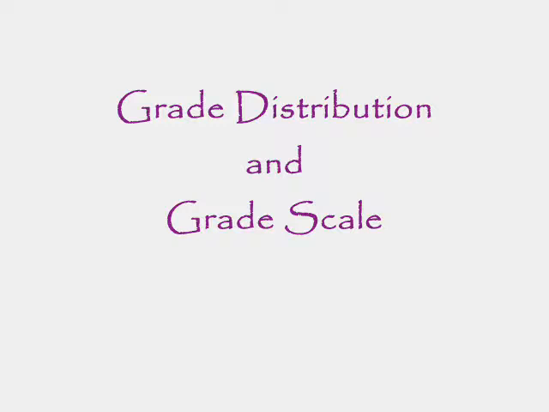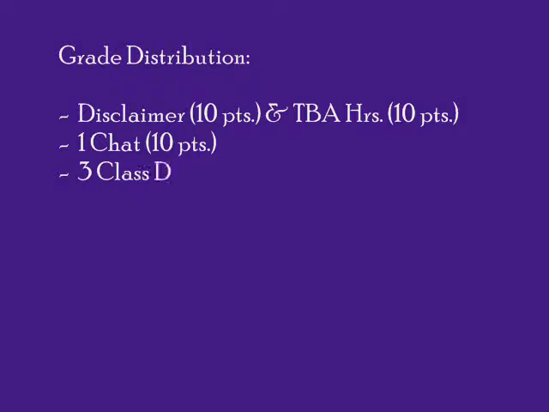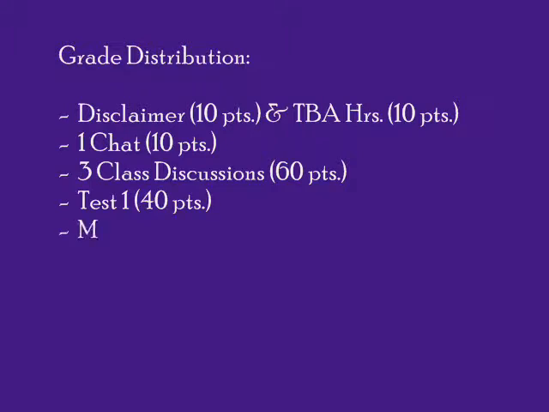Something that you probably would want to know is about the grade distribution and the grade scale. Let me start with the grade distribution. Pretty much the grade distribution goes this way. I have two forums, the disclaimer and the TVA, 10 points each, and it's mandatory, definitely, a total of 20 for the two. Then we also have four chats throughout the semester, just do one for 10 points. Any additional chats will earn you extra credit. You have three class discussions, and these are mandatory, 20 points worth each for a total of 60.